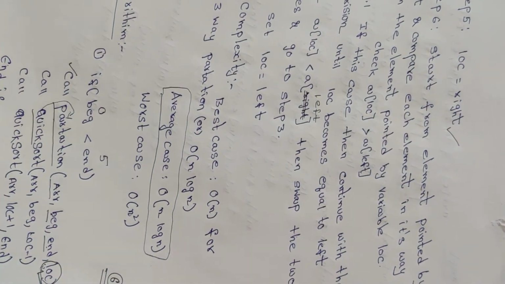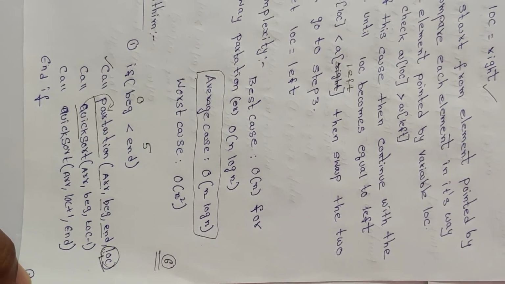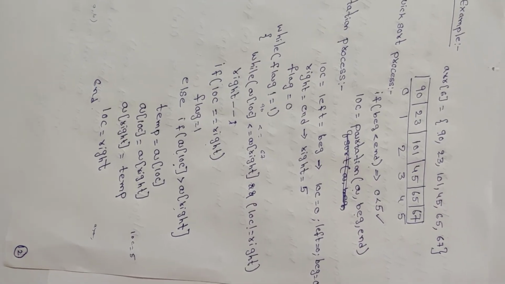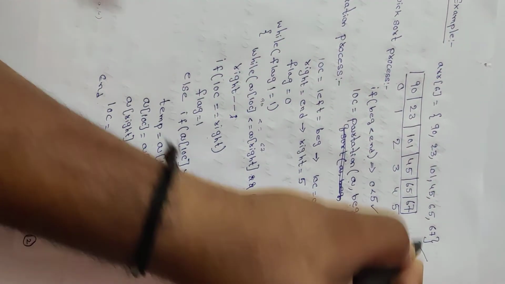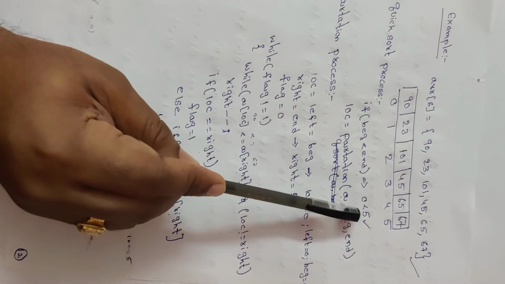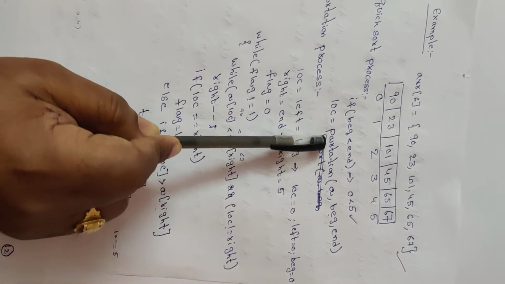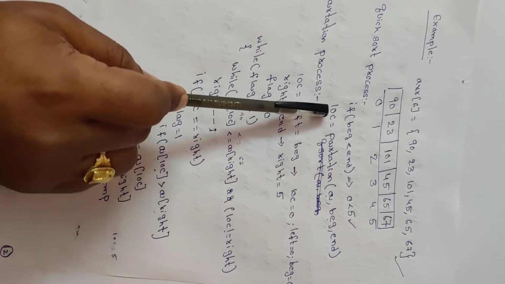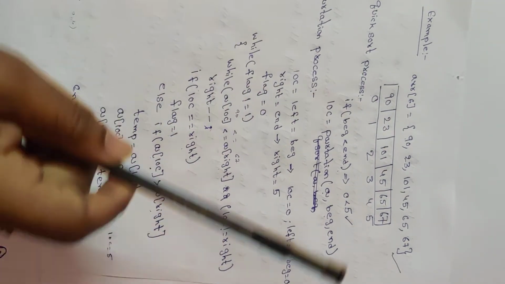So see, I will explain the partition algorithm. This is an example of an array with 6 elements. As we said earlier, 0 less than 5 condition is true. Now we need to partition. When we implement the partition algorithm, we get a location. With that location we will be implementing the quicksort.